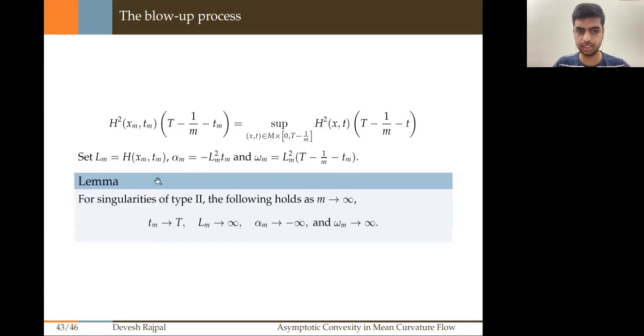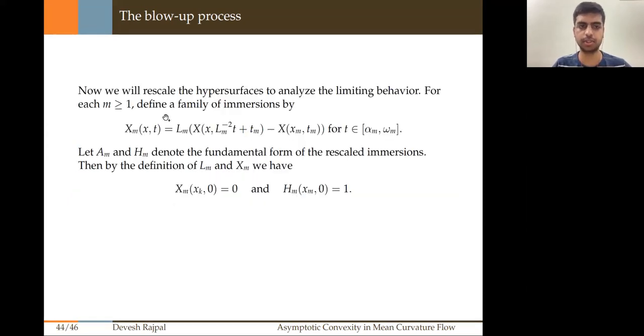Now, using these space-time points, we rescale our hypersurfaces to analyze the limiting behavior. And I'm doing three things here. One, space translation. I'm shifting the points such that xk at 0 is the origin. This is done by taking the negative of x at xm comma tm. This is just a space translation. Then I'm also doing a time translation such that this happens at time t equals 0.